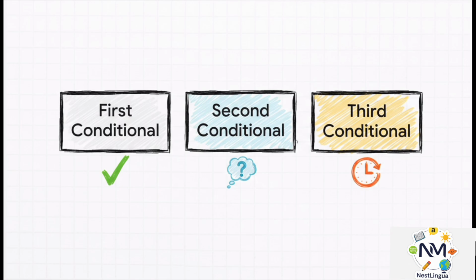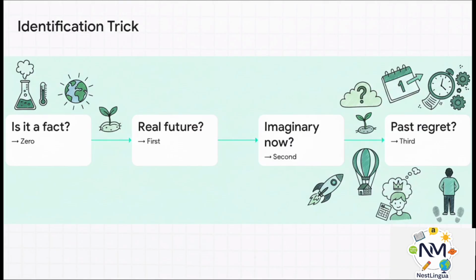So, how'd you do? Now, I'm going to give you my secret trick for getting this right every single time. Just ask yourself these 4 simple questions. First, is it a fact? Then it's 0. No? Then ask, is it a real future possibility? Then it's first. Still no? Okay. Is it imaginary now? It has to be second. And if not, it must be a regret about the past, which makes it third.